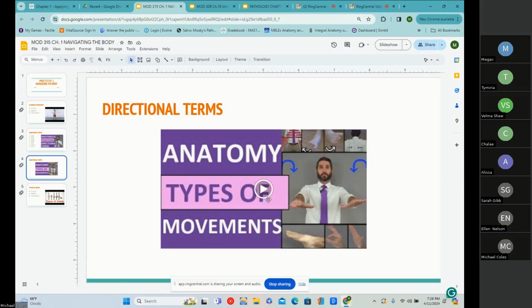All right, so review of the joint movements from kinesiology.